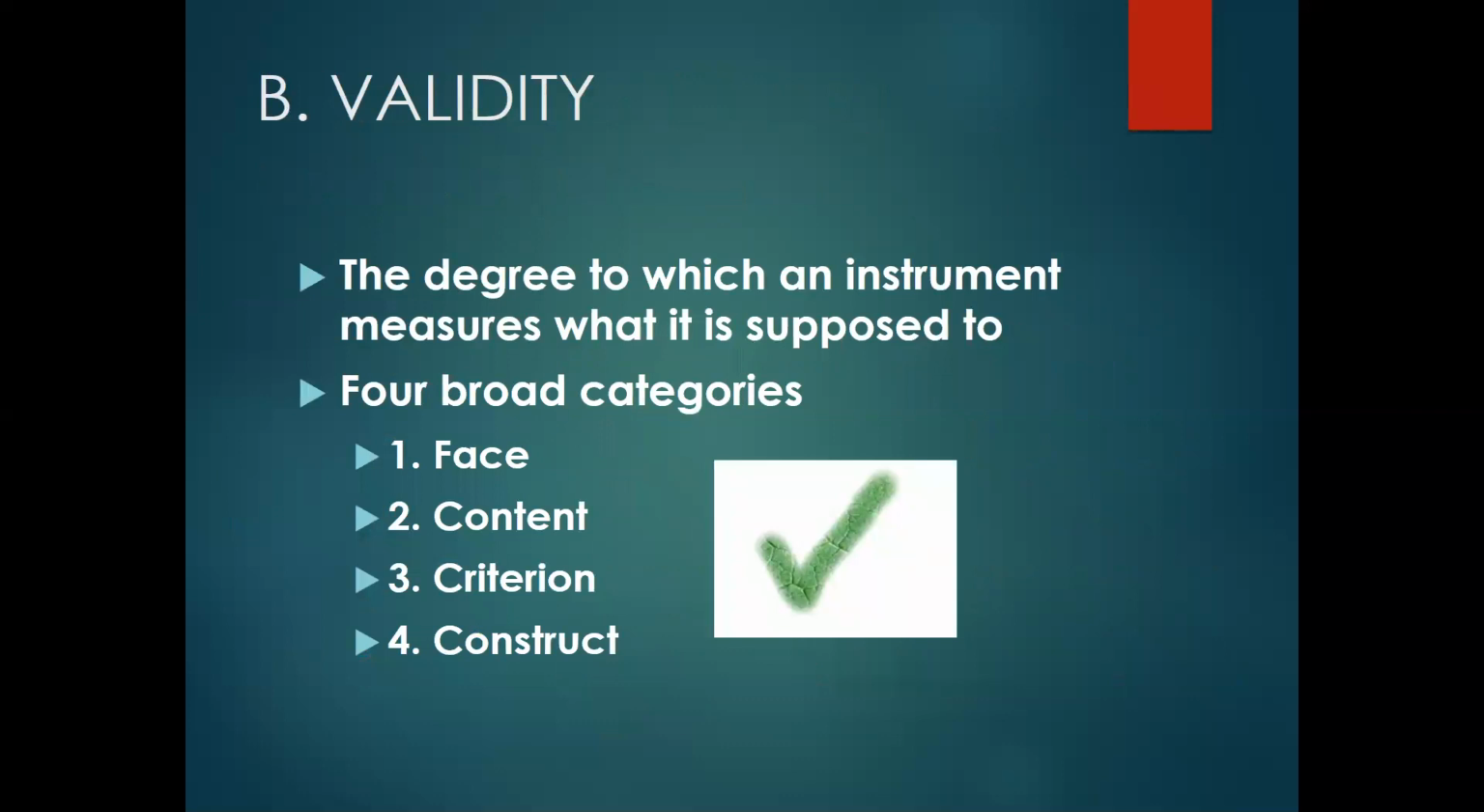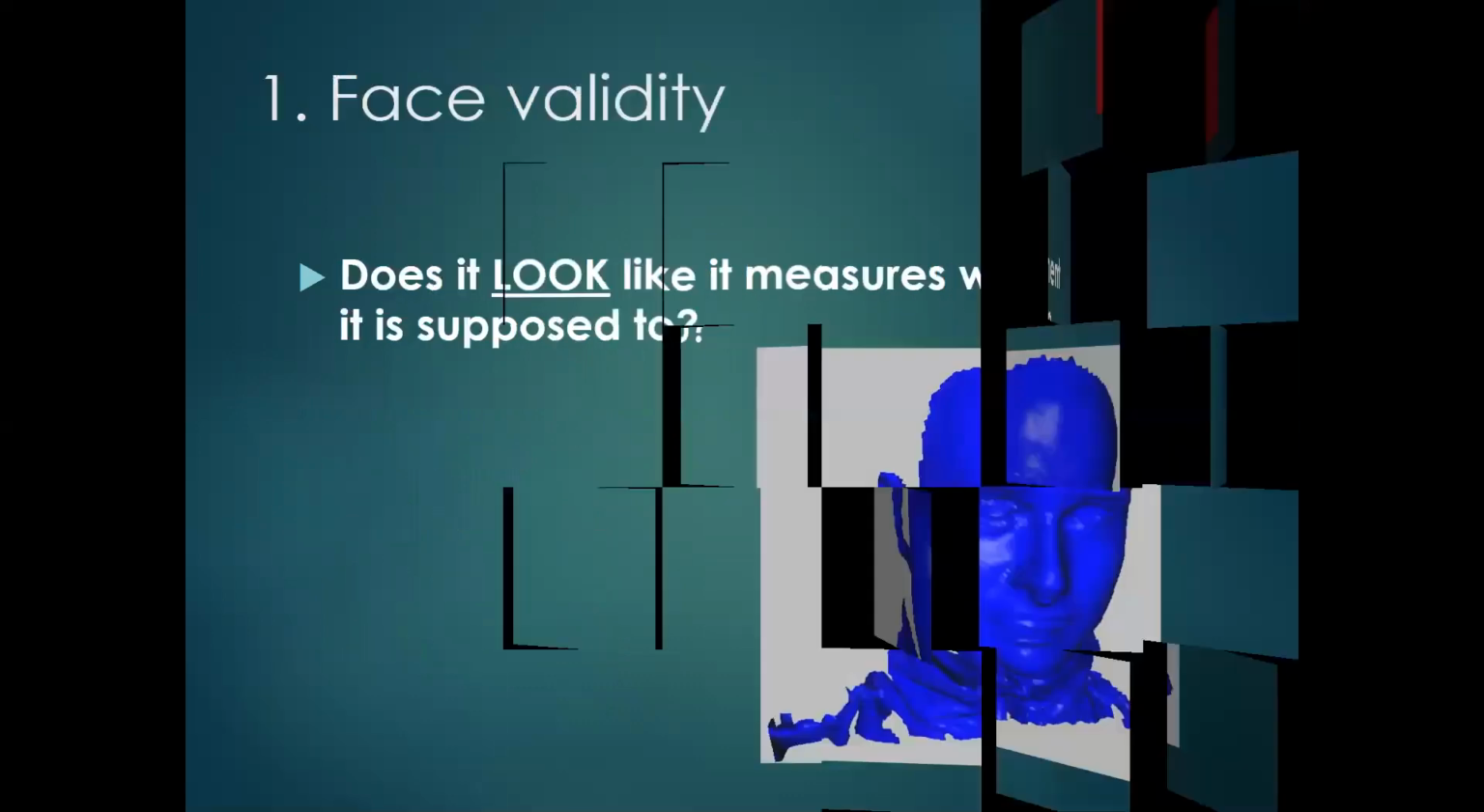All right, now we need to speak about validity. Validity is the degree to which an instrument measures what it's supposed to measure. And there's 4 broad categories of validity: face, content, criterion, and construct. We're going to go through each one and give an example of that.